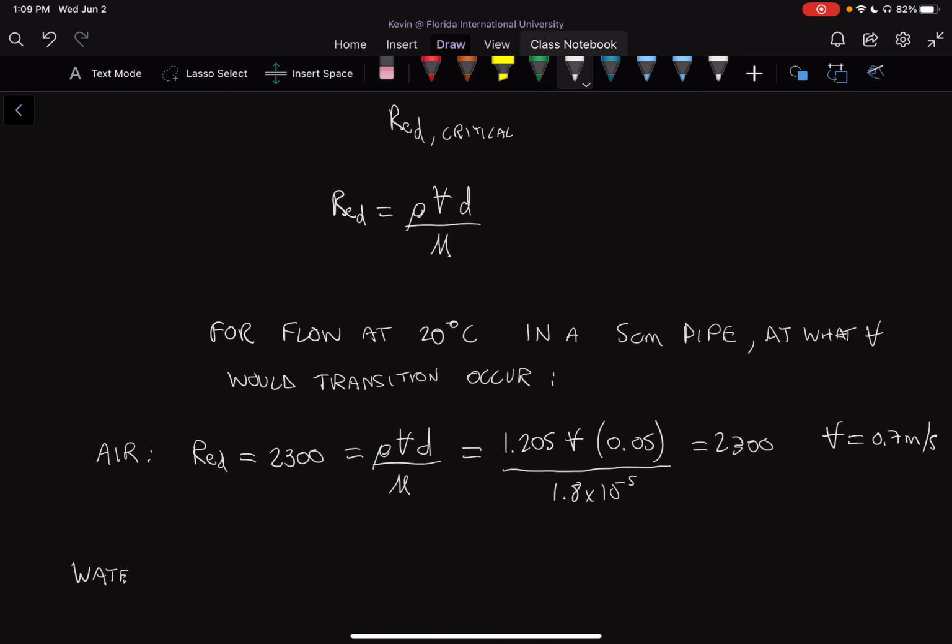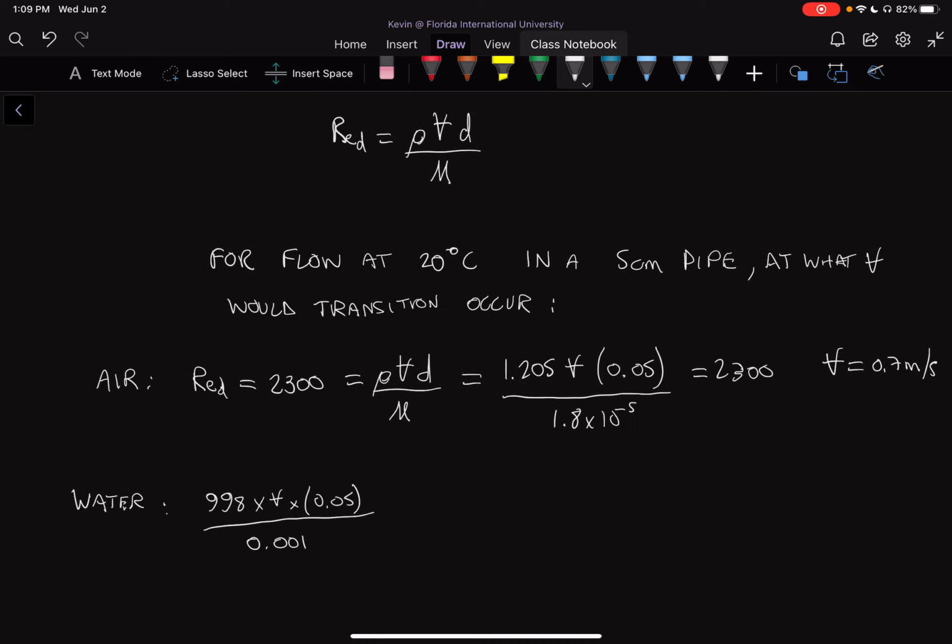Now, if we look at water and we repeat the same procedure, we have 998 times V times 0.05 divided by 0.001. Okay, those are our values for density and viscosity and our diameter once again. And we know that this is equal to 2,300. Therefore, our velocity for water for transition would be equal to 0.046 meters per second.